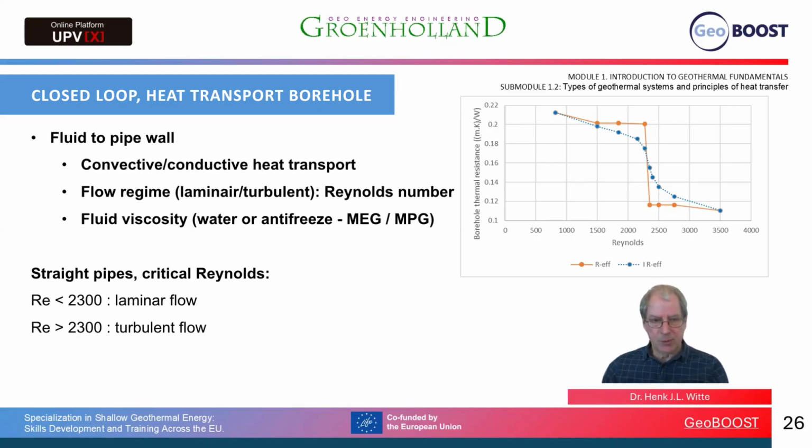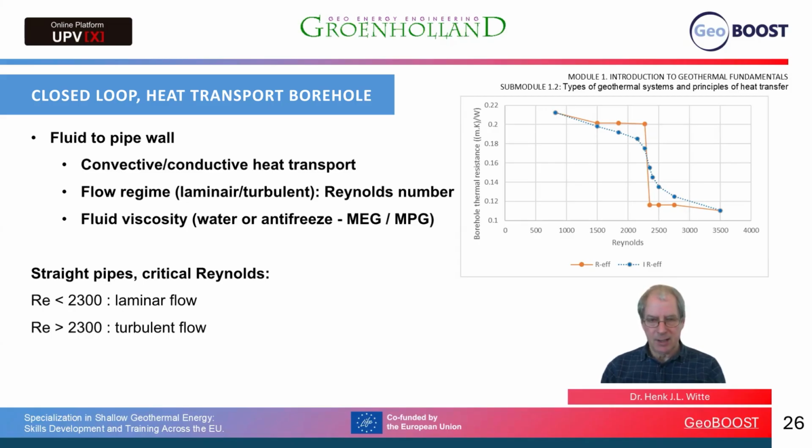Now, what is important to realize is that in the design software, the critical Reynolds number 2300 is actually like a step function. So at a Reynolds of 2299, we calculate with laminar flow, whereas with a Reynolds of 2300, we calculate with turbulent flow. In real life, of course, there is no such very strong boundary, and there is more a, let's say, smooth change from laminar to turbulent.